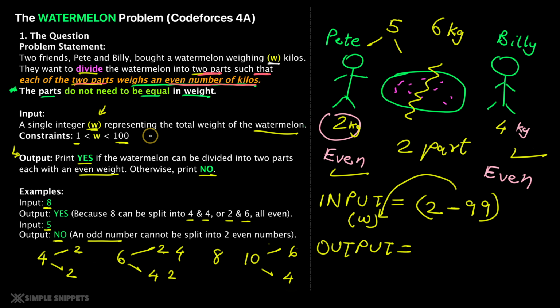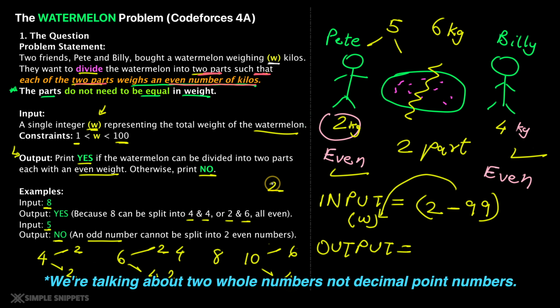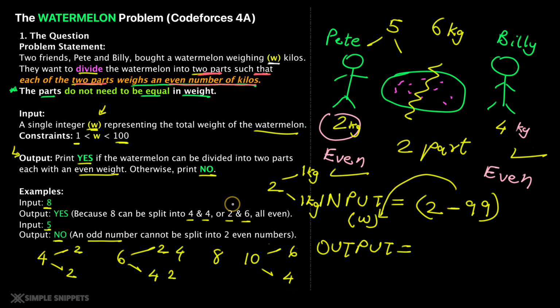Edge cases are unique cases. For example, what about the number 2? 2 is also an even number, but can you divide 2 into 2 even parts? What are the 2 possible parts that you can divide 2 kilos into? You can divide 2 kilos into 1 kg and 1 kg, right? So this is a unique case. Even though 2 is an even number, you are not able to split it into 2 parts and expect both of them to be even.